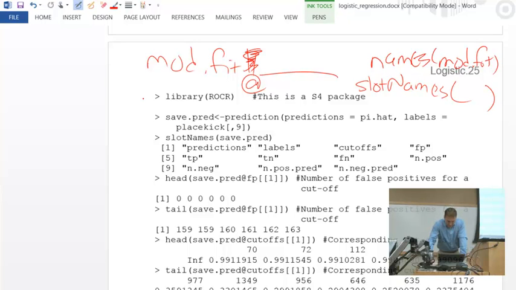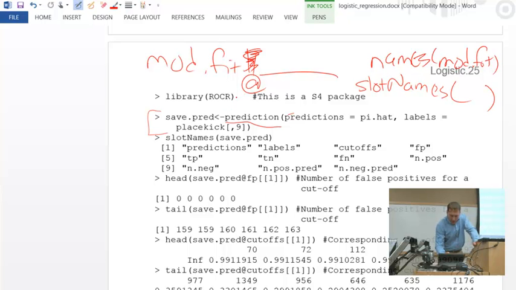Now, let's talk about these ROC curves again. To do an ROC curve, the first thing that you need to do is use a function that's in the ROCR package called prediction. And what this essentially does is give you your sensitivities and your 1 minus specificities for a whole bunch of different cutoff probabilities.